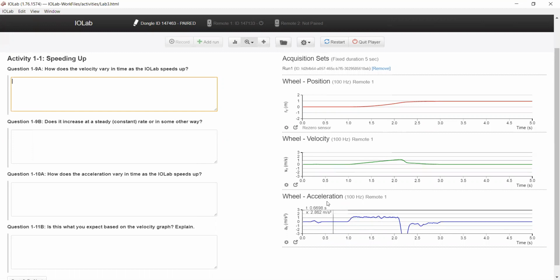So this is the rate of change of velocity. Acceleration is rate of change of velocity. Is it constant or no? So you can answer in that way. How does the acceleration vary in time as IOLab speeds up? So how is it varying as IOLab speeds up? Is that what you expected based on the velocity graph?